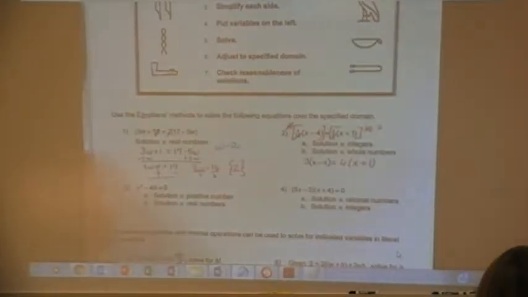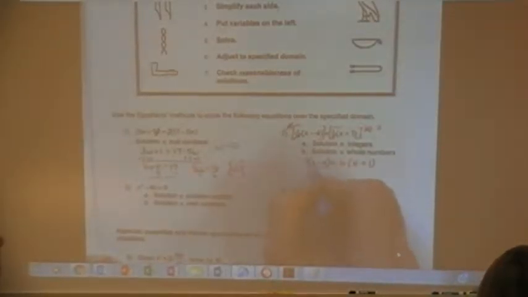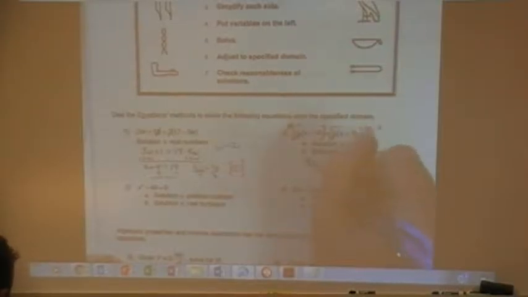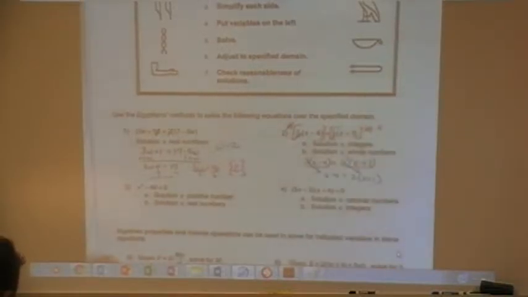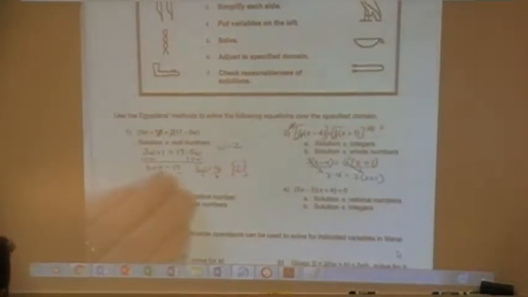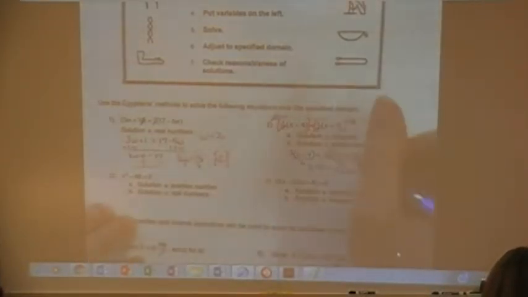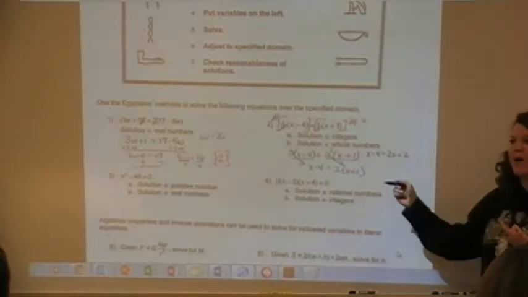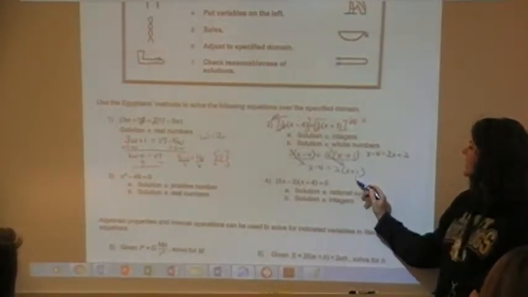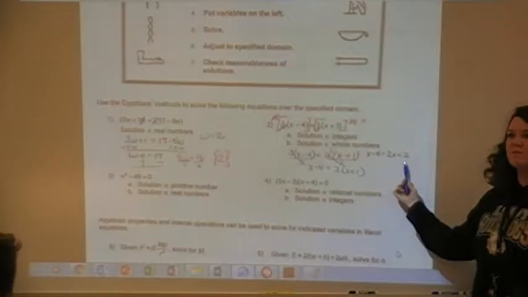If you divide by 3, this 3 cancels and leaves just x minus 4 on the left. And that 6 cancels by 3 and leaves 2 times x plus 1 on the right. I'm starting to get the hang of this. Good. Alright, so then I go ahead and distribute my 2. So now I have x minus 4 equals 2x plus 2.